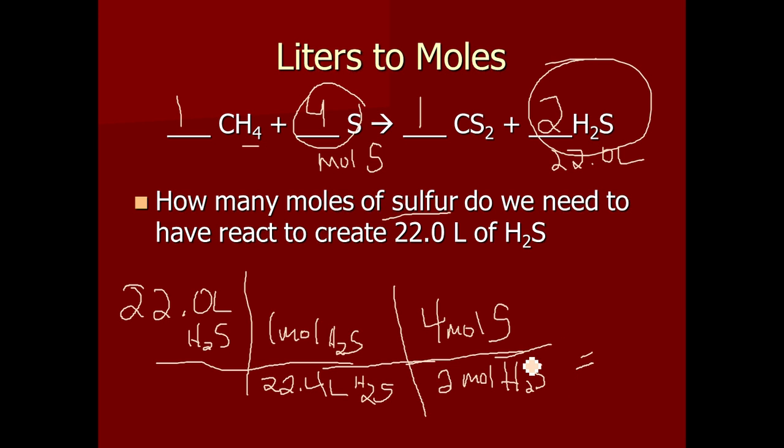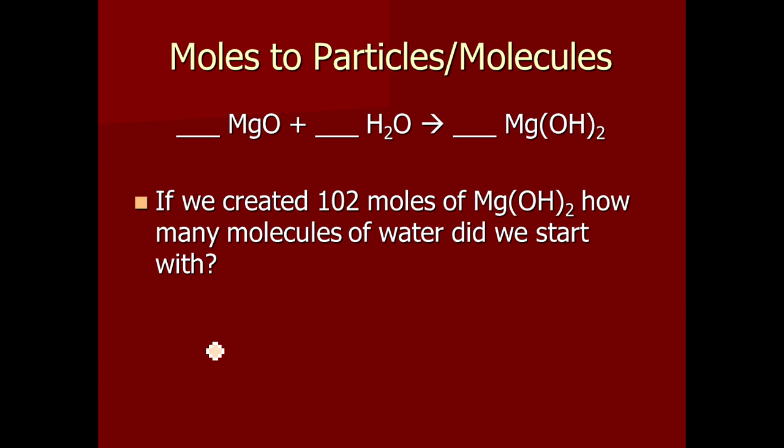And we're going to go equal sign, calculator, 22.0 times 4 divided by 22.4 divided again by 2 equals. I got 1.964. This is 3 sig figs, so my 3 sig fig answer is going to be 1.96 moles of sulfur. Okay? All right.